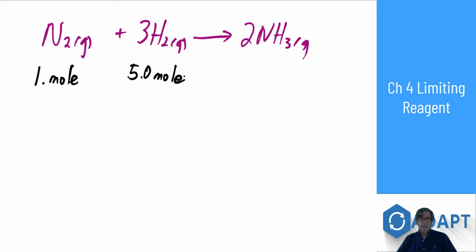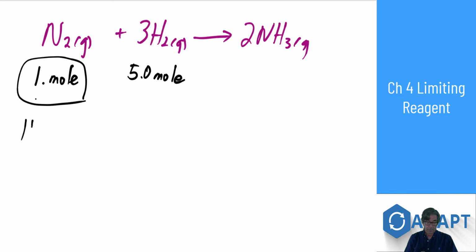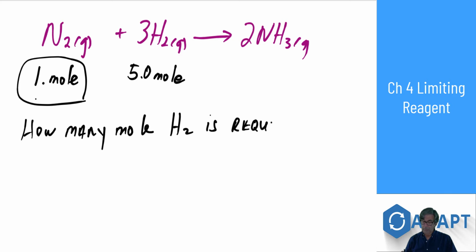You can't have reactant A producing products if there isn't any more remaining reactant B. And it will be the limiting reagent that dictates the amount of product once consumed. So if we have 1 mole of nitrogen and 5 moles of hydrogen, we would like to identify which one's the limiting reagent. So we say here, if we have 1 mole of nitrogen, how many moles of hydrogen is required for it to fully react?